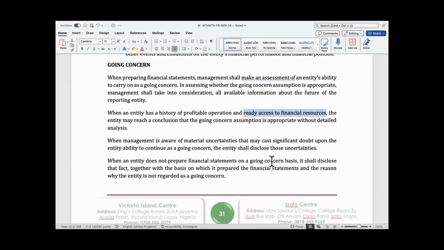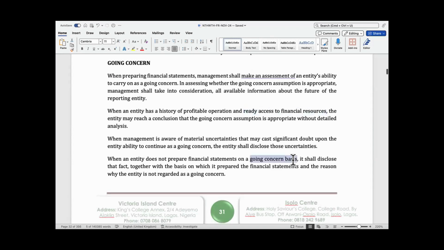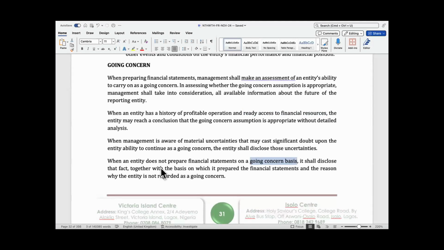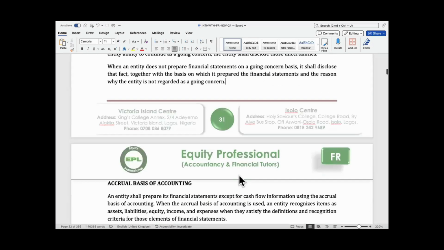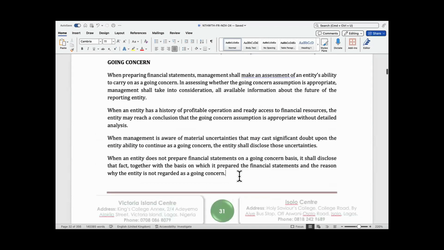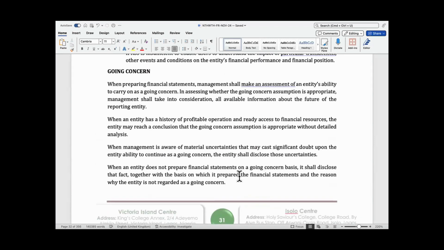You cannot prepare your financial statements on a going concern basis. Then you need to tell us, you need to disclose it. You need to tell us what is now the basis on which you are preparing your financial statements. And you need to explain to us why you think you won't continue as a going concern. So you see, IAS 1 intentionally did not mention whatever basis you choose afterwards, right?